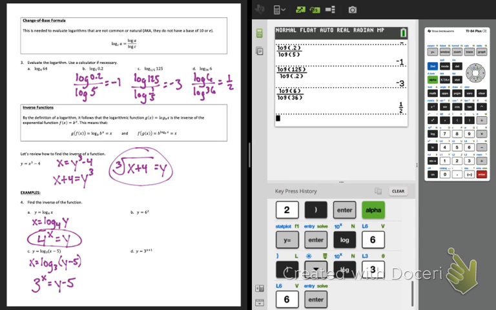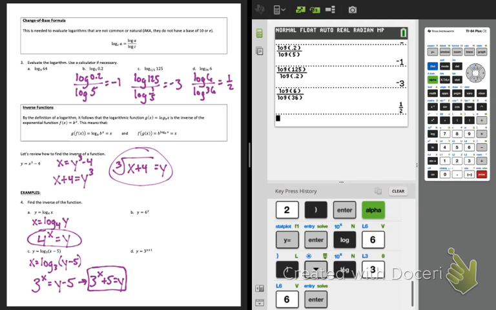Now, very similar to what I did up above, the only difference is I don't quite have y by itself yet. Not a big deal, though, because this is now where it gets a little bit easier. To get y by itself, all I'd have to do is add 5. So 3 to the x plus 5 equals y is the inverse of my original function, y equals log base 3 of x minus 5.